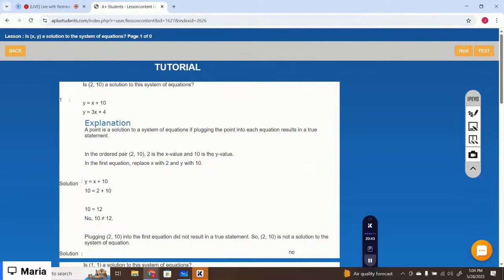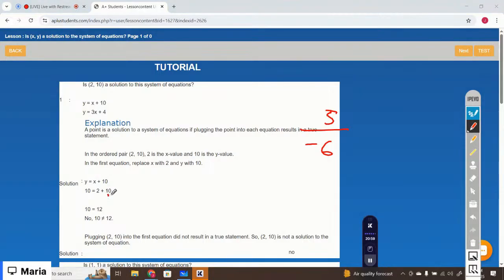The equations are y equals x plus 10 and y equals 3x plus 4. So just look at the pair of values, that is 2 and 10. Let's just put the values in the equation. x is 2, y is 10, but 10 plus 2 is 12. So 10 is not equal to 12, right? So the first equation did not result in a true statement. So that means 2, 10 is not a solution. The first one is not true, so even if the second one is true, it is still not a solution.